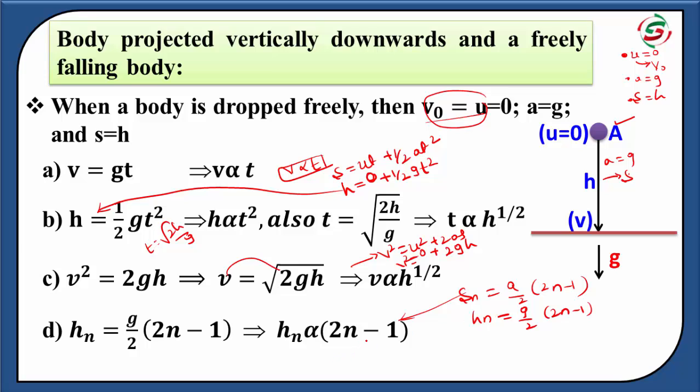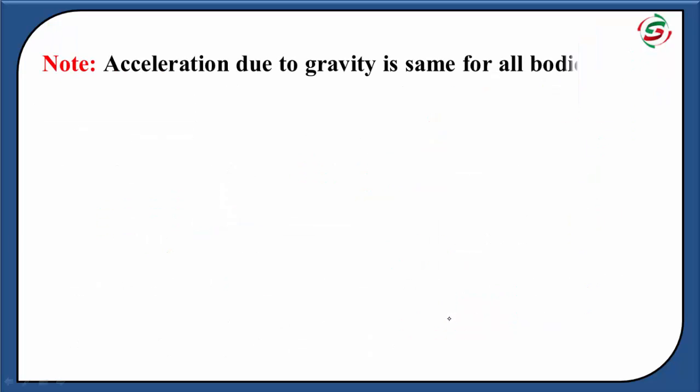The height is directly proportional to 2n minus 1. And then the acceleration due to gravity is the same for all bodies in vacuum. It is also a very important point. The acceleration acting on any body is the same for all bodies in vacuum, without any air resistance.